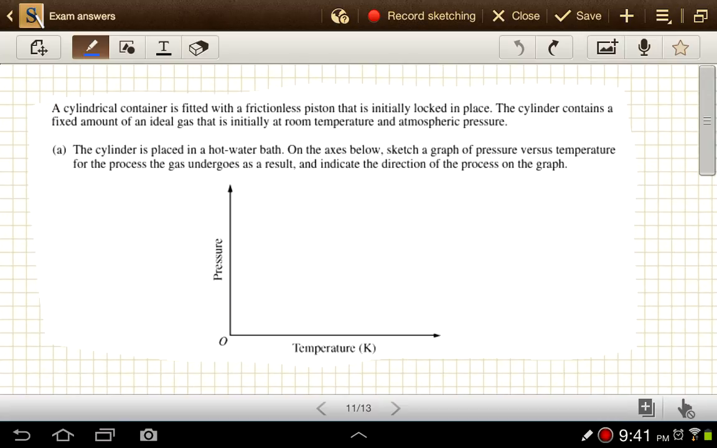So first off, we have our gas put into a cylinder with a piston that later is going to be able to move, but right now that piston is fixed in place. And they set this at room temperature and atmospheric pressure for the inside of this chamber, this cylindrical container. So on our graph, if we're starting at room temperature and atmospheric pressure, let's just put a point here to represent that.